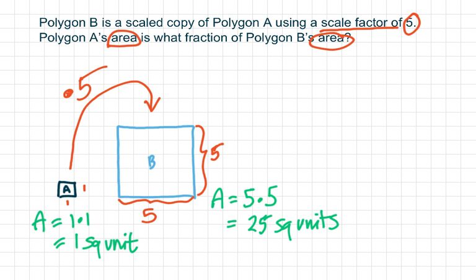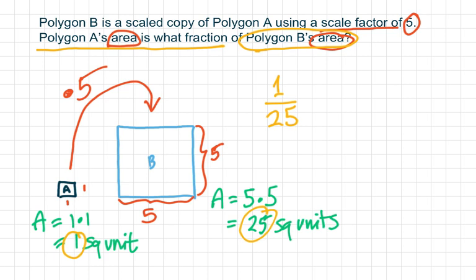So from here, the work I'm supposed to do is to set them up, comparing them in the order that was given in the problem. So notice it says polygon A's area is what fraction? So polygon A's area needs to be the numerator in my fraction. So the area is 1 square unit. And then it needs to be compared to the area of polygon B, and that's going to be the denominator, and that's 25. So the answer should have been 1/25 or 1 over 25.